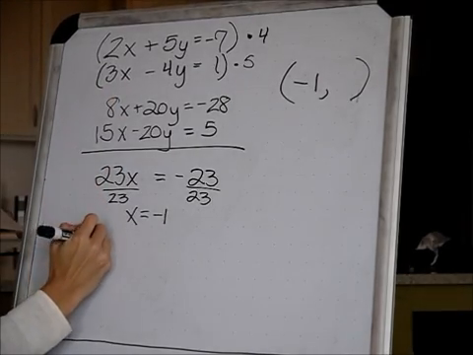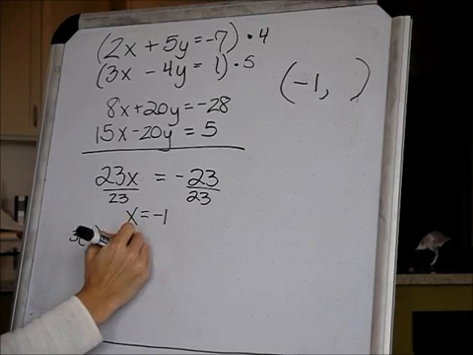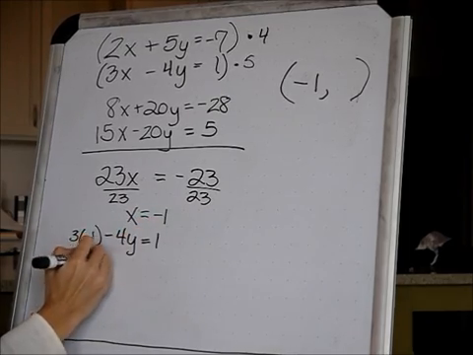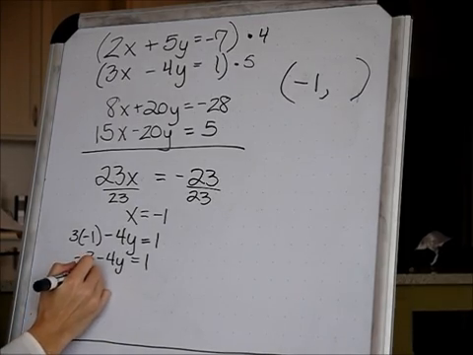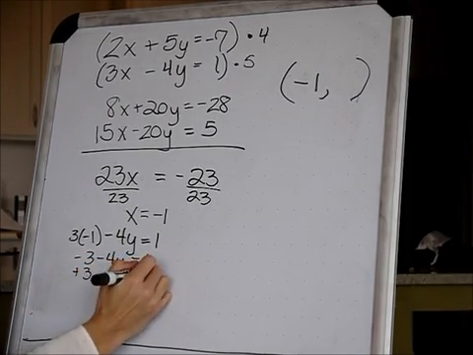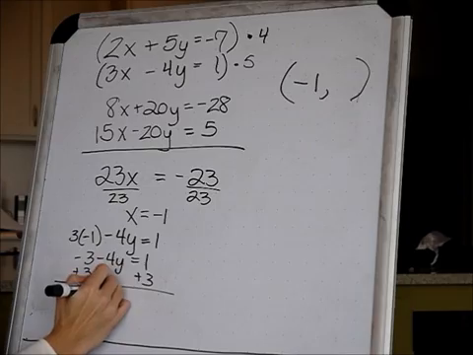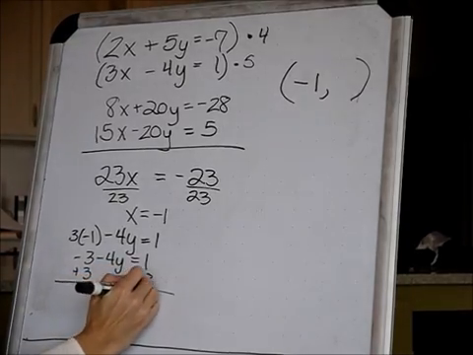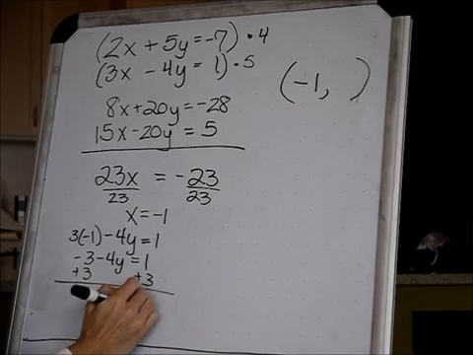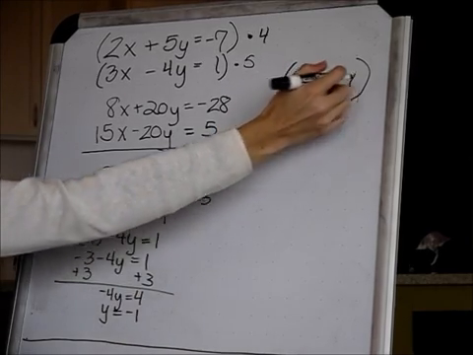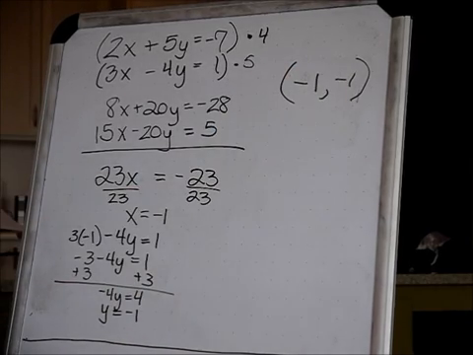Minus 4y equals 1. -3 minus 4y equals 1. You didn't do the problem. Gotta do the work. You did the top one before you get your water.